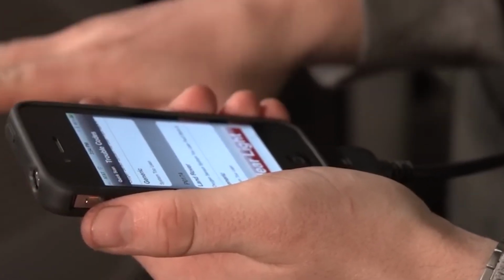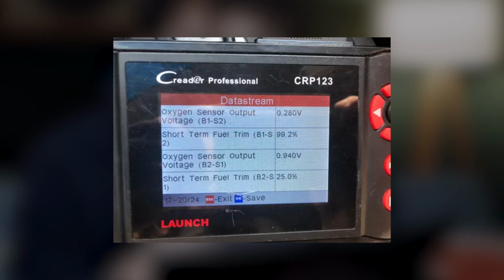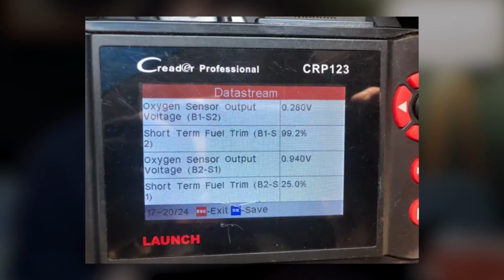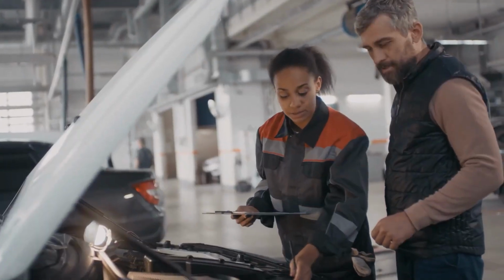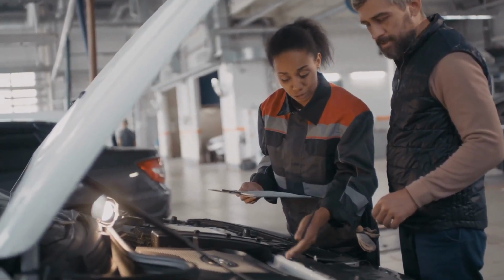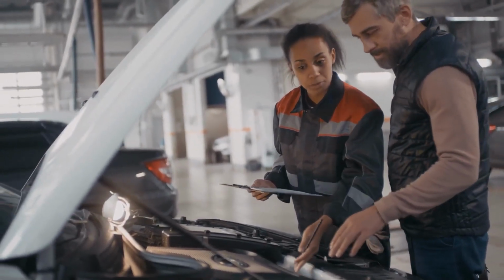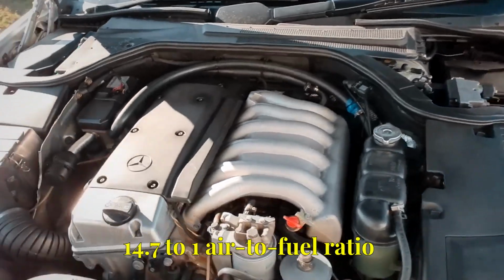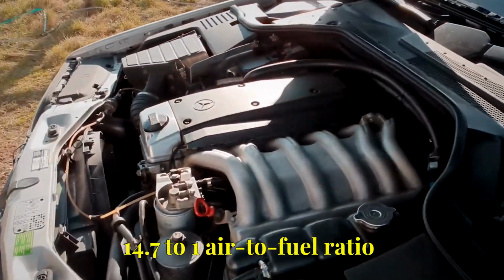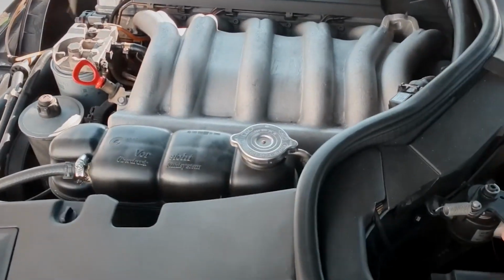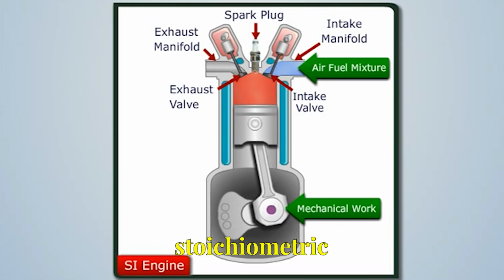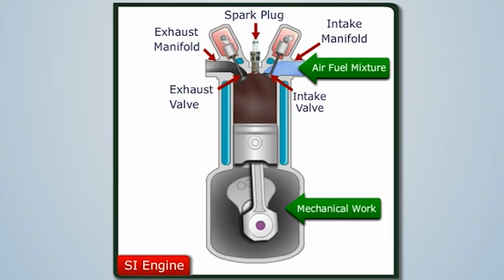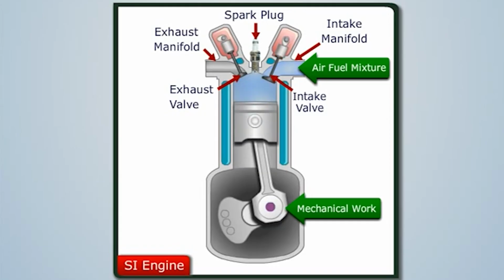Now you might be thinking, okay, I kind of understand oxygen sensors, but fuel trims, short term, long term, that sounds confusing. It's not. It's actually super simple once you get the basic picture. Here's the quick version. Your engine is designed to run near a 14.7 to 1 air-to-fuel ratio under most normal conditions, like idle and light to medium throttle. That's called stoichiometric. It's where your car runs efficiently and keeps emissions under control.